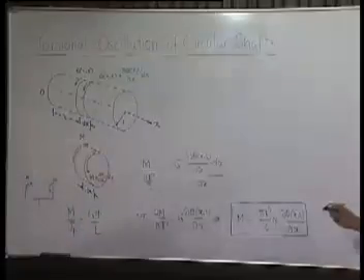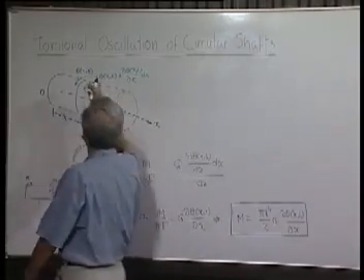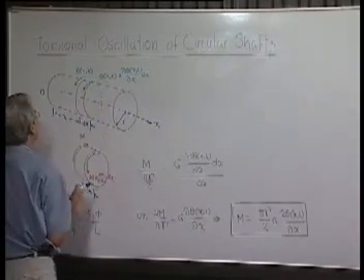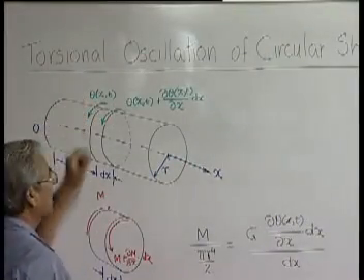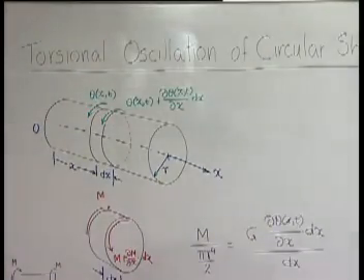Now, what will be the angular acceleration? The amount of rotation is given by theta. So, del theta by del t will be the velocity, and del 2 theta by del t2 will be the angular acceleration.